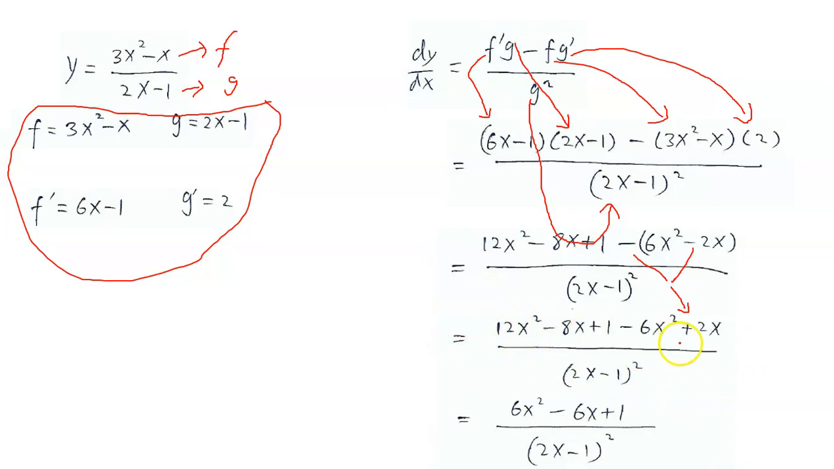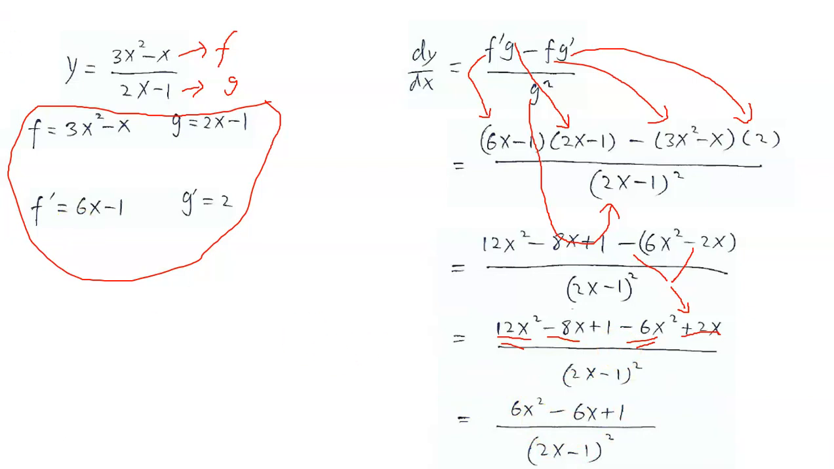So now we expand them and combine the similar terms, so minus 8x plus 2x is minus 6x, and then 12x squared minus 6x squared is 6x squared. So here's our final answer, 6x squared minus 6x plus 1 over 2x minus 1 squared.